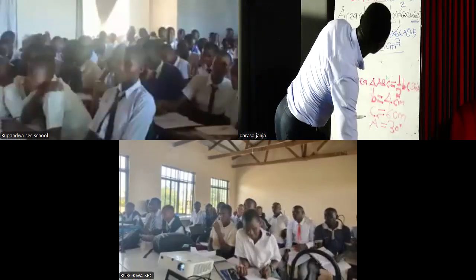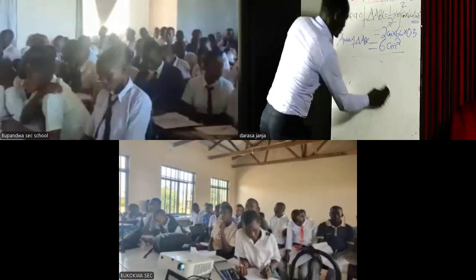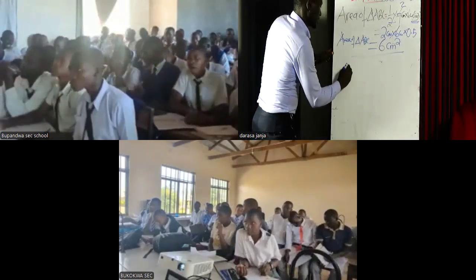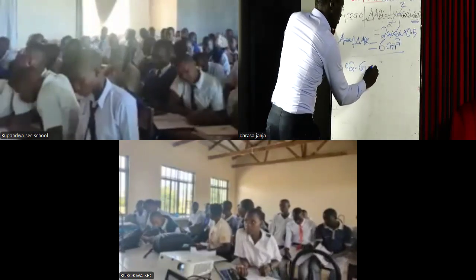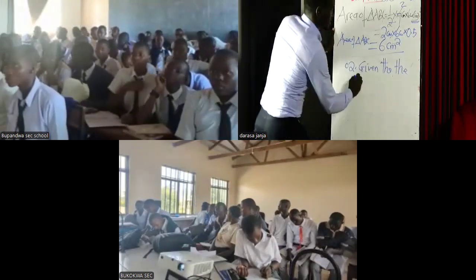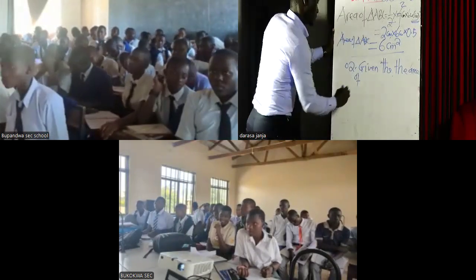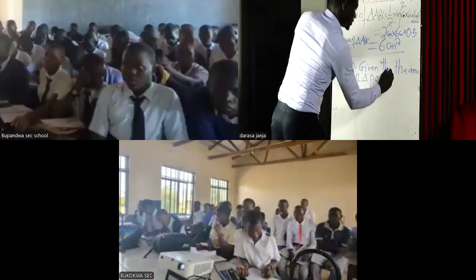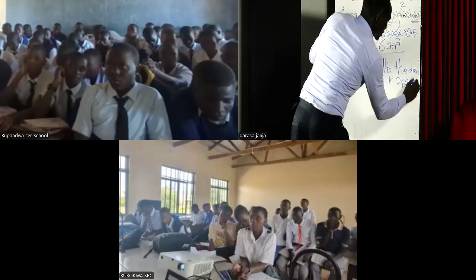Okay, now let me continue again. Let me do another example. Example 2. Given that the area of triangle PQR is 24 centimeters square.